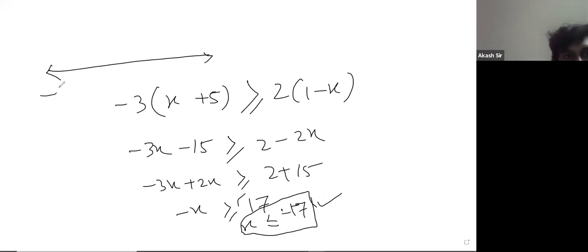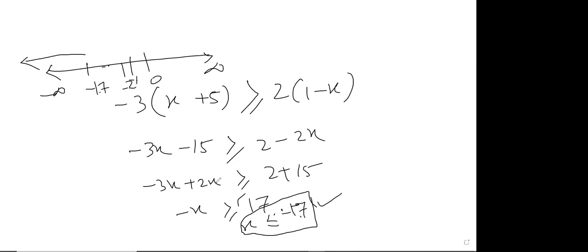So in the number line, if we have to represent, this is 1, 2, dot, dot, this is minus 17, minus 1, minus 2. X is less than or equal to minus 17. That means we'll start from minus 17 and go to minus infinite, right? There will not be an open circle here, right? Everyone got it? Yes, sir.